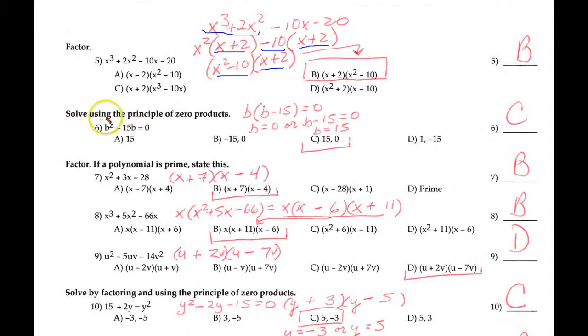Okay, solve using the principle of the 0 products. It's in standard form. We're going to factor out a b, and we end up with this. Then we take each of our factors and equate it to 0. Here, this is b is 0. Here we just transpose the negative 15 to the other side and get a positive 15. And that's what we have.